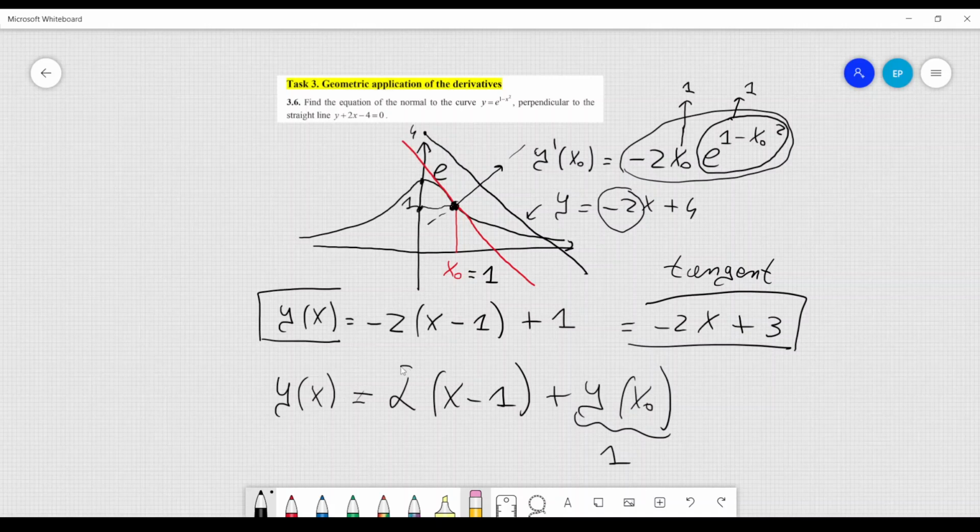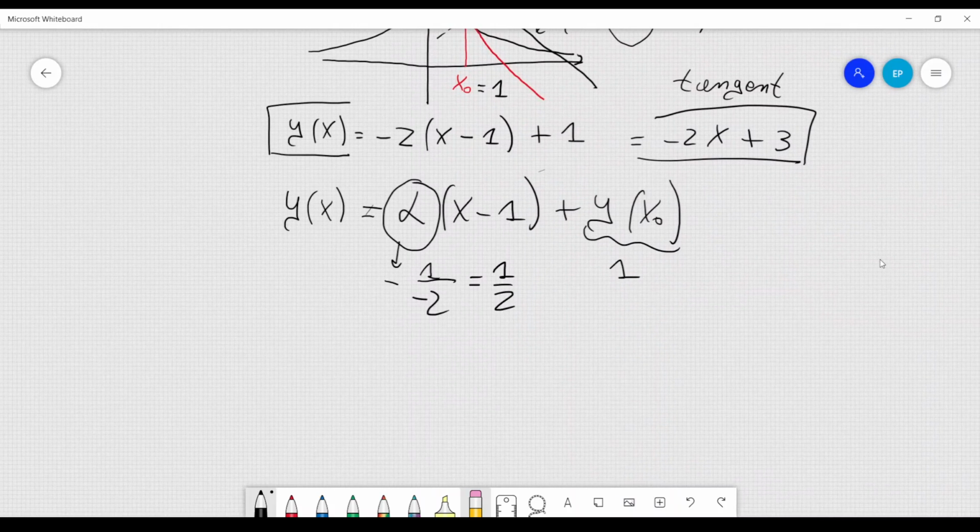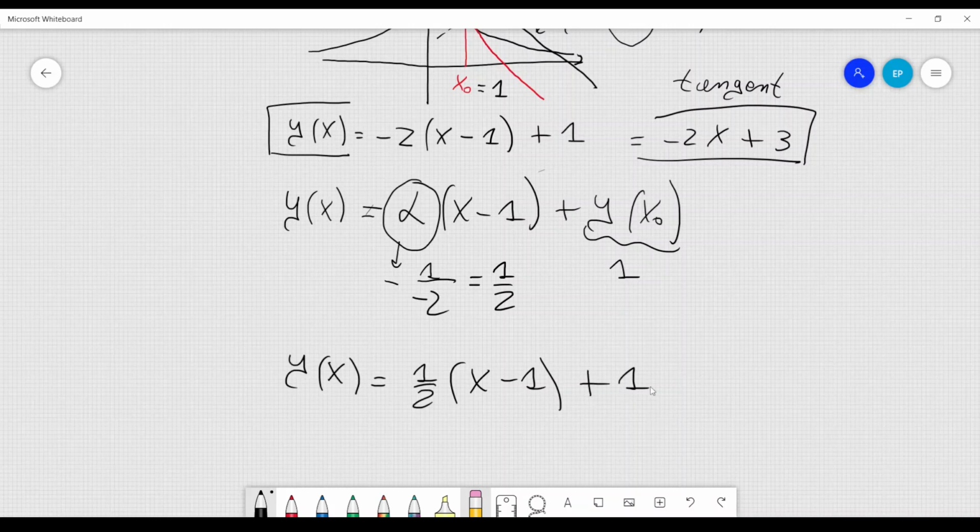And the coefficient alpha is simply the anti-reciprocal of this one, so it will be minus 1 over this coefficient here, which is minus 2. So the result is 1/2, and the equation of the normal will be 1/2 times x minus 1 plus 1, or if you want, x over 2 plus 1/2. This is the equation of the normal.